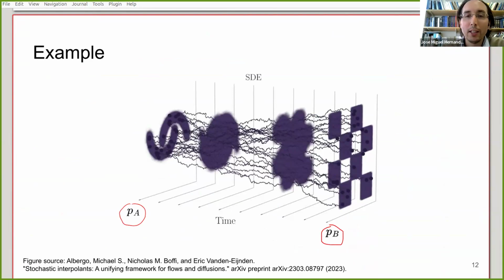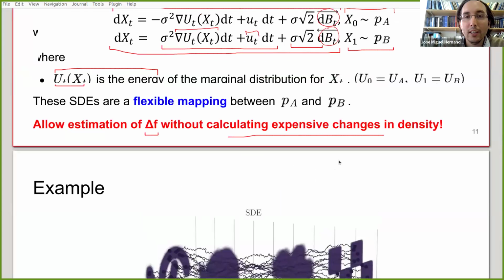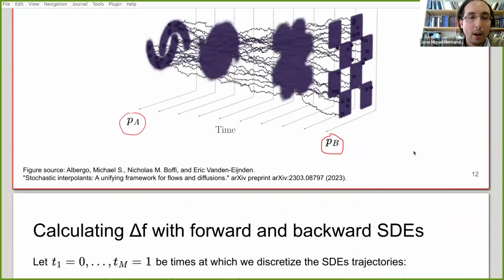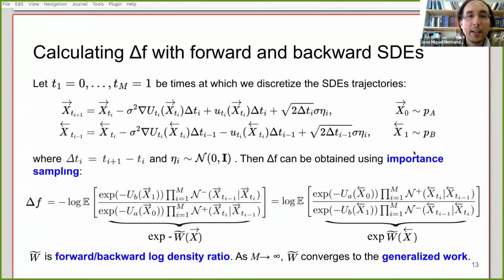I didn't tell you yet how you get these SDEs. We're going to see that later, but we're going to assume that we have these SDEs and that they allow us to transform the samples in a way that they have high overlap. You can then calculate the free energy difference in a simple way by first discretizing your SDEs. So you will assume there is a discretization of the time. The SDEs run from time 0 to time 1. At time 0, you have samples from PA. At time 1, you have samples from PB.